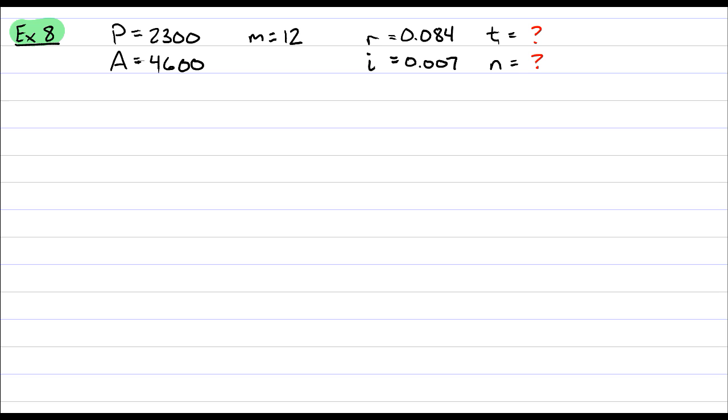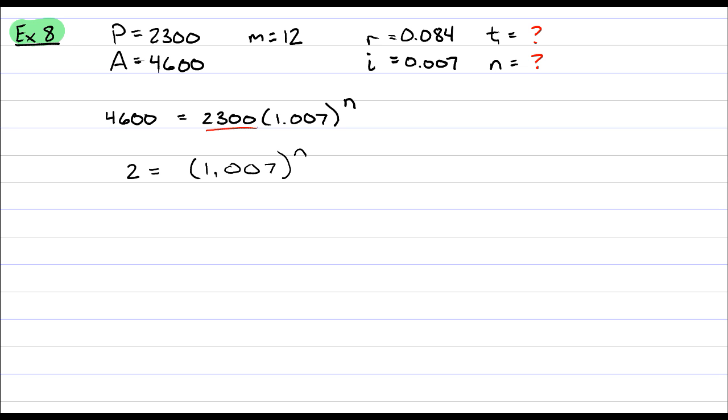So I plug what I do know into the formula for compound interest, and I get 4,600 equals 2,300 times 1.007, 1 plus i, raised to the nth power. Well, ultimately I want to solve for n, but my first step is going to be to divide both sides by 2,300. And so I get 2 equals 1.007 raised to the nth power.